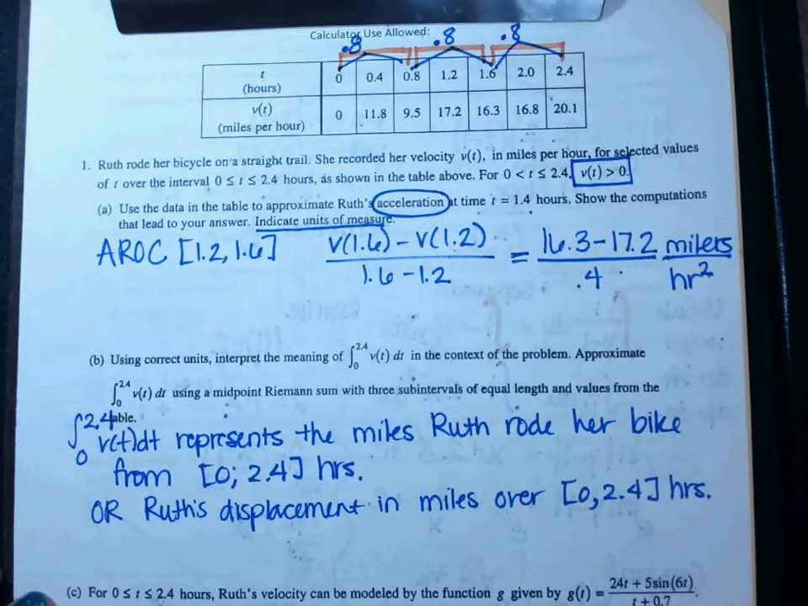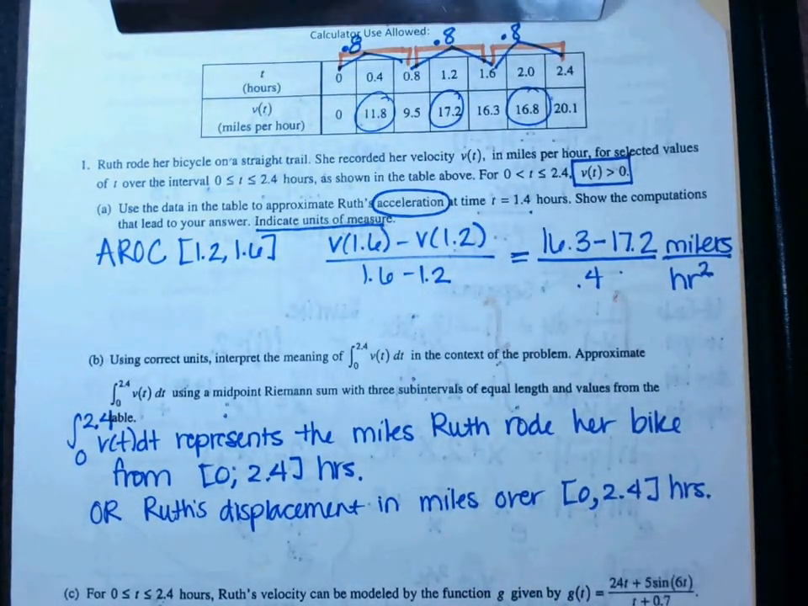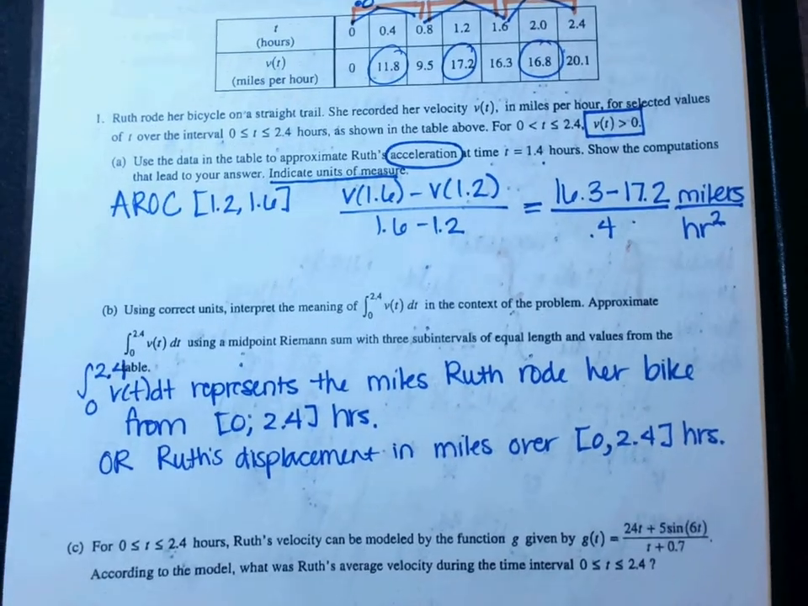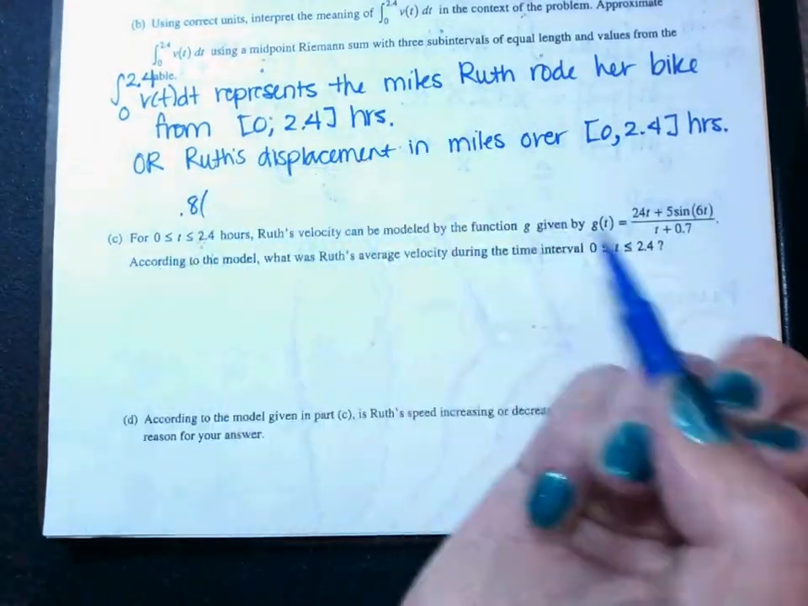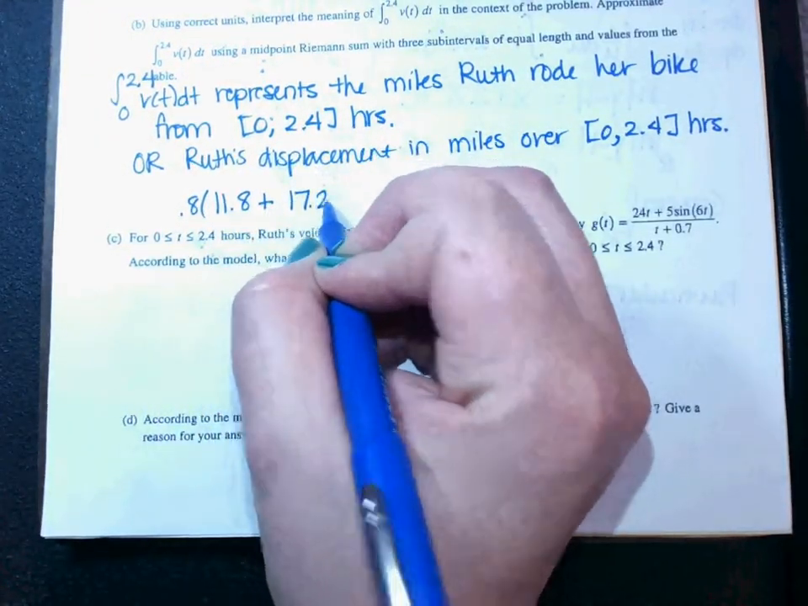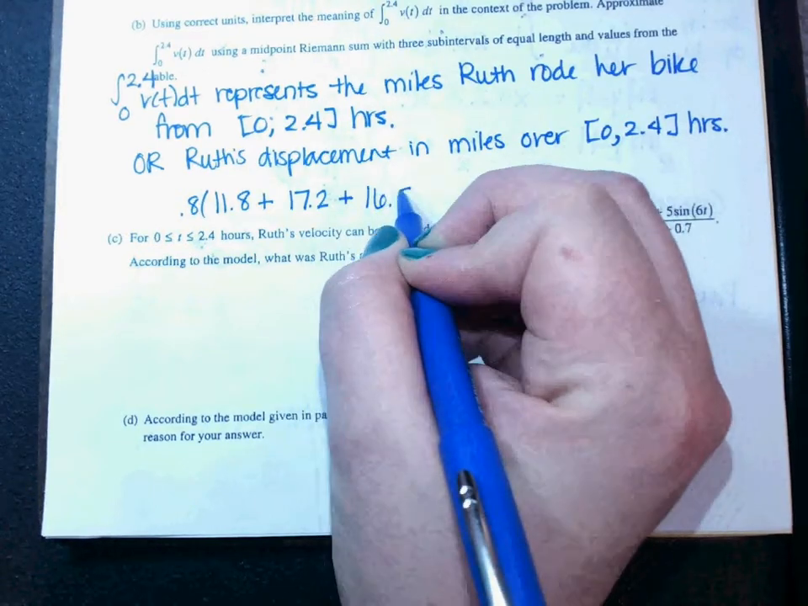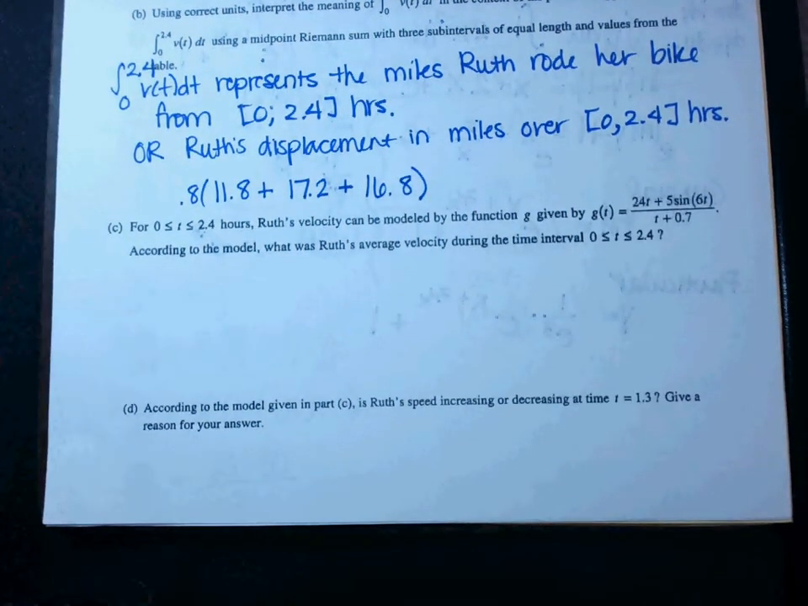Okay, and then which y values am I going to use if I'm doing a midpoint? Middle, middle, middle. But remember, if they're all the same, you can pull that 0.8 out to the front. So it would be 0.8 in the front, and then it'd be 11.8 plus 17.2 plus 16.8. Good? All right, next one.